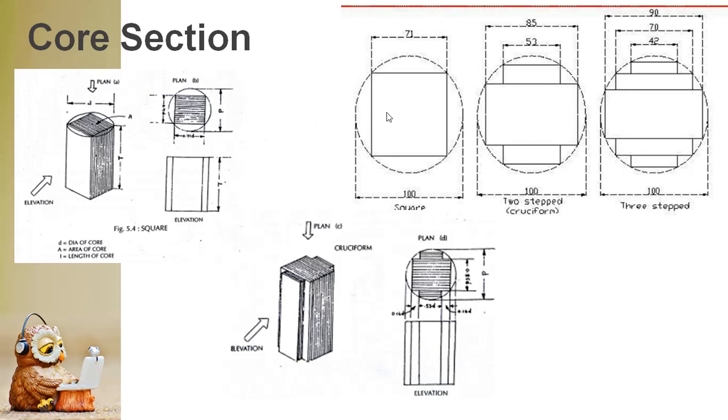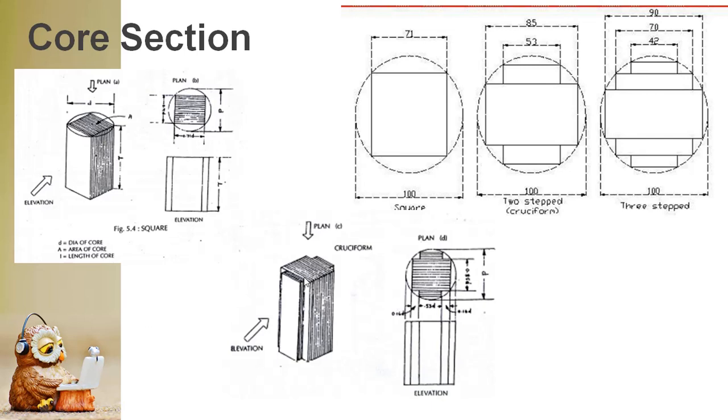The type of the core section again depends upon the rating, the size of the transformer. Clear? The type of the core depends upon the size of the transformer, right? And coming to this front and top view, the top view is nothing but the plan, and the elevation is nothing but the front view. From this view it looks like this. Clear? This is for single step.